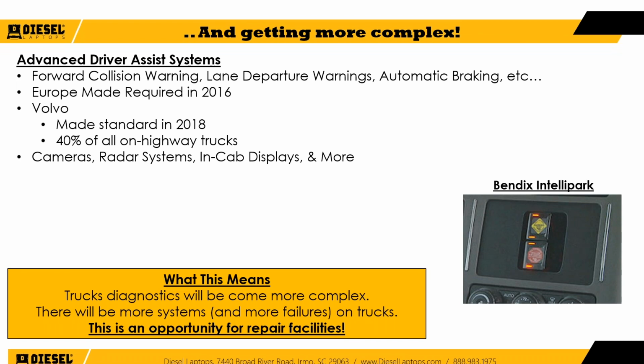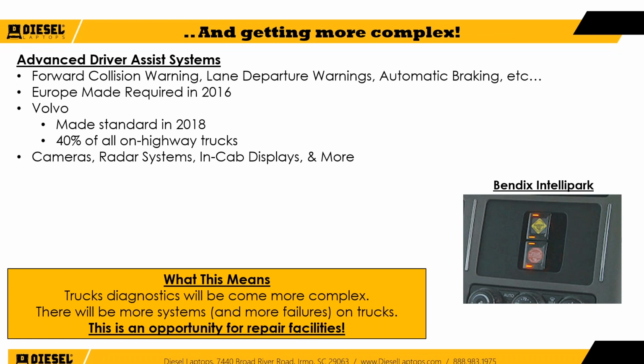And these systems have more components: cameras, radar systems, in-cab displays, sensors, more wiring, more alerts, more chimes going off in the dash. We also have a change going on with the braking system. Those of you that are familiar with parking brakes, the old ketchup and mustard valve, the air brakes, that's changed. Now Bendix has an electronic one that really gets more detailed. For example, you can't release your parking brake on the truck unless the driver's seatbelt is clicked in. So you're seeing these guys get more advanced and trying to put in more safety features.